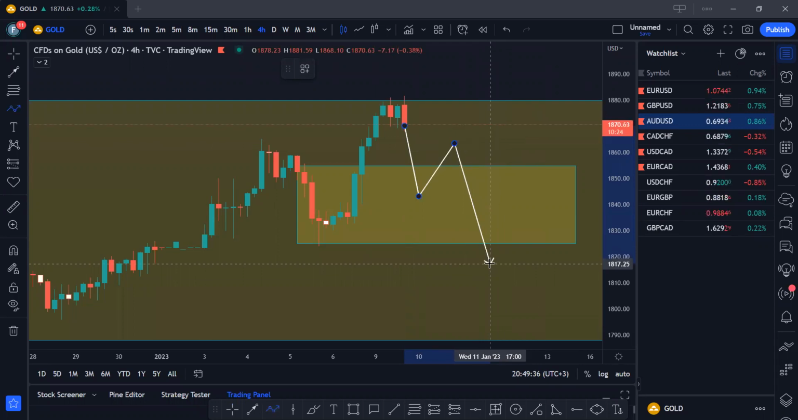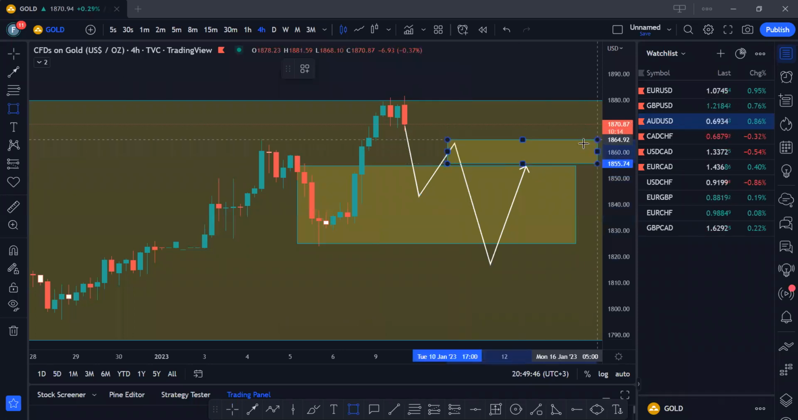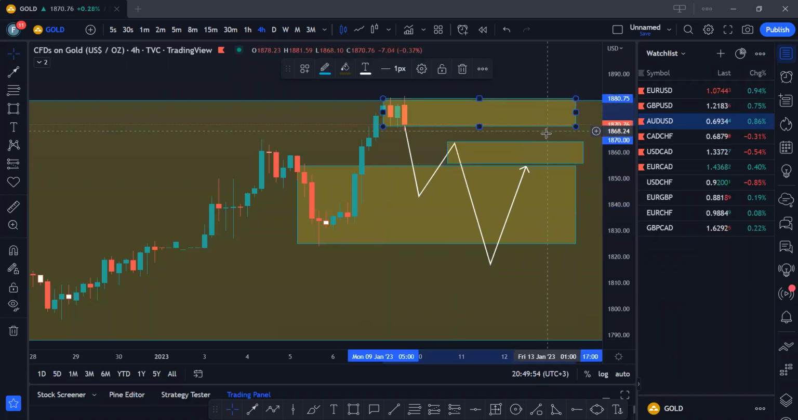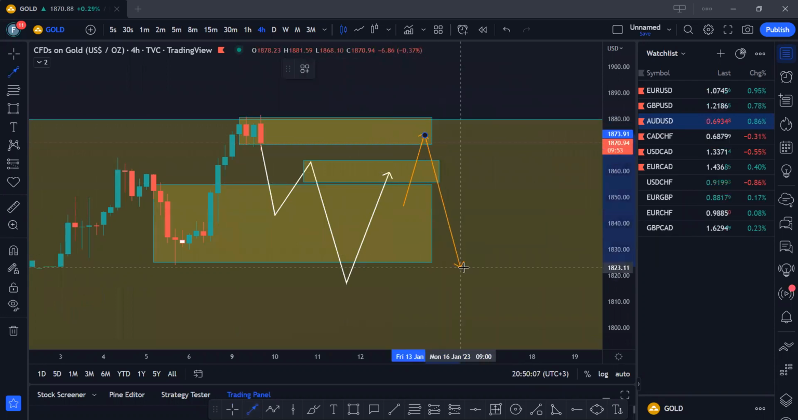When or if that happens, you want to wait for price to retrace into the supply that broke the demand. So either this supply or this extreme supply is going to hold. So you want to take sell setups in this zone or in this zone, and then you sell. All right, so that's what I have on gold.